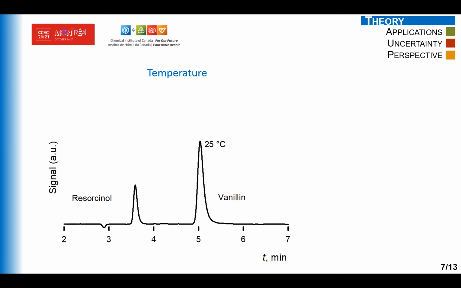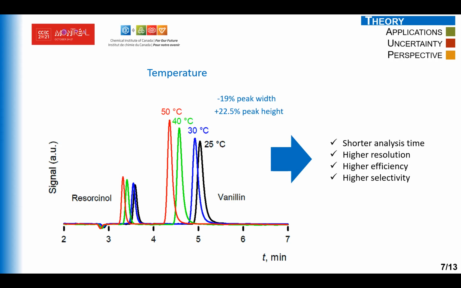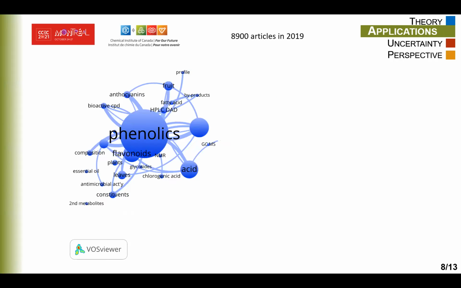I have the same example with the same molecules I showed before: resorcinol and vanillin. When you increase the temperature from 25 to 50 Celsius, you can see that the peak shifts and the shape changes. In the case of vanillin, the peak width decreased by 19% and the peak height increased by 22.5%. So this leads to shorter analysis time and higher resolution, efficiency, and also selectivity.